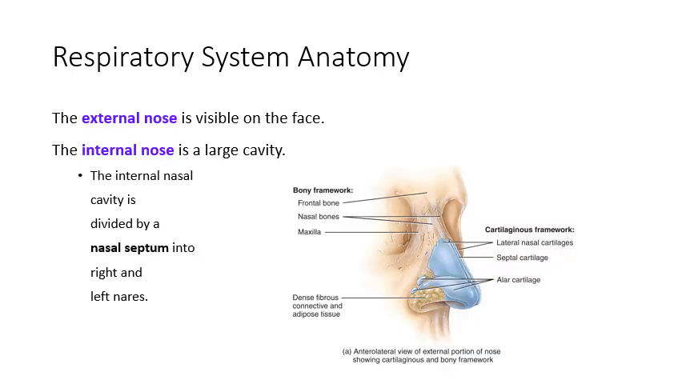All right, so now we're going to go through each of these structures individually. Starting with the external nose. Your nose we can divide into external and internal. The external is the one you can see from the outside. The internal nose is a large cavity that's behind the nose. The internal nose is divided by a nasal septum into the right and left nares. That's another word for nostrils. So left and right nares here. And we can see here that most of the external nose is cartilage, whereas the internal nose is basically inside and wrapped in bone.